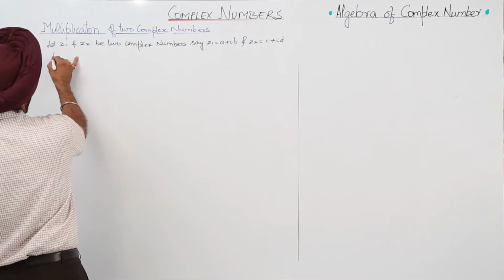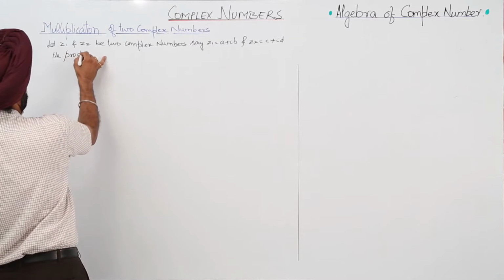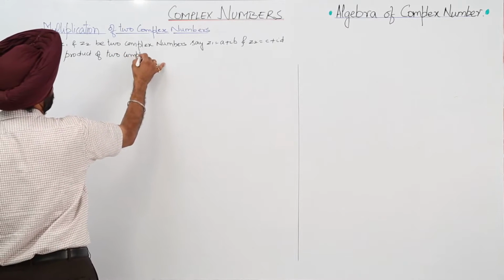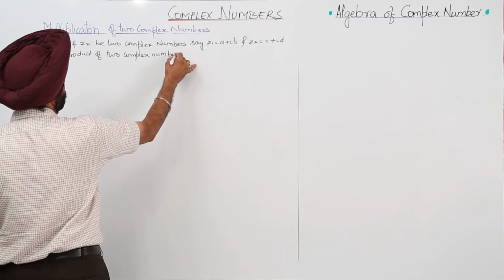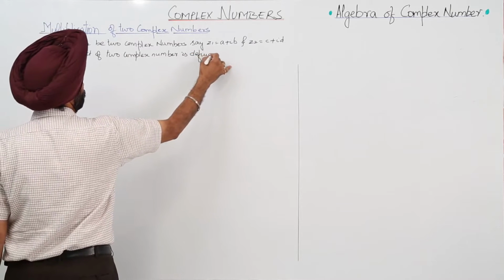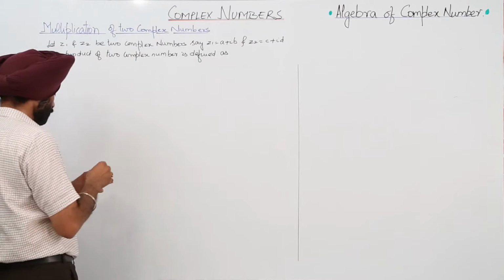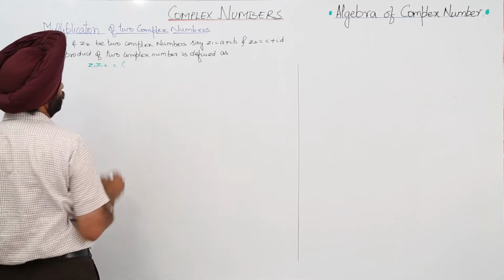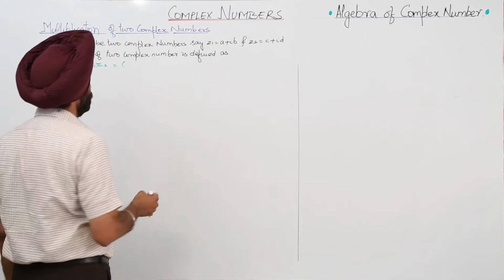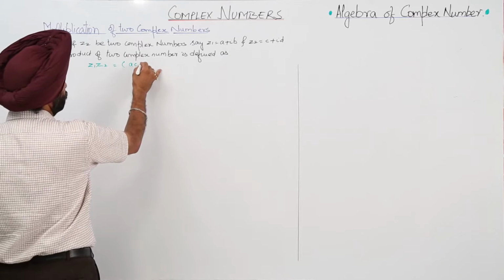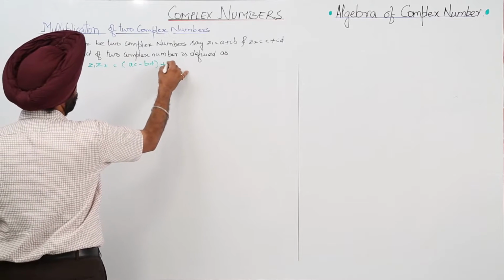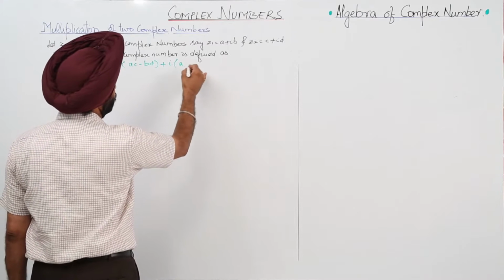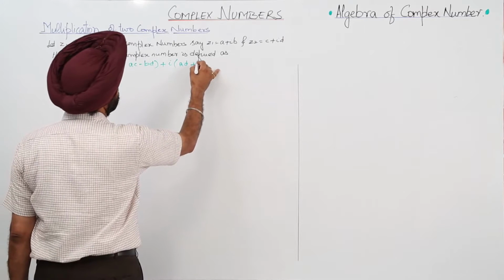Now, the product of two complex numbers is defined as Z1 dot Z2 is equal to, now we are having A plus iota B and C plus iota D. So, AC minus BD plus iota with AD plus BC.